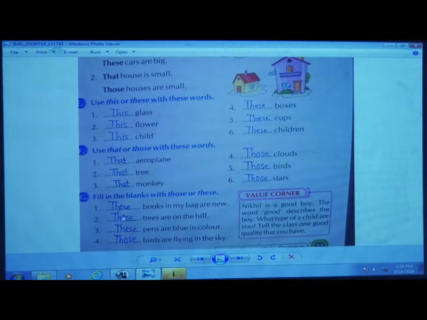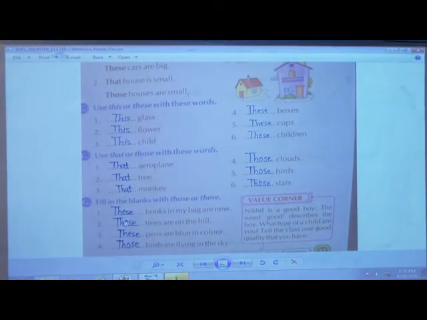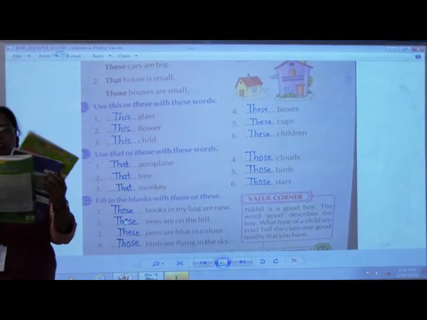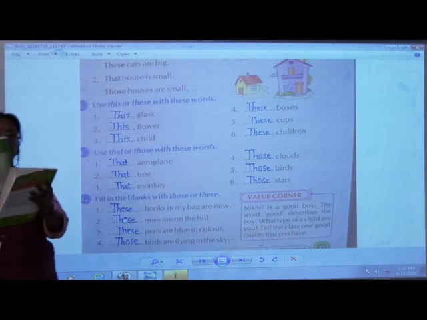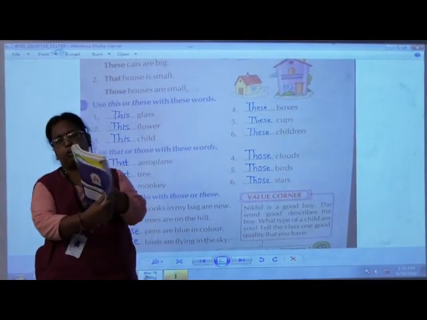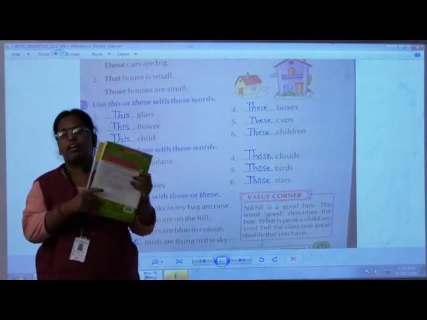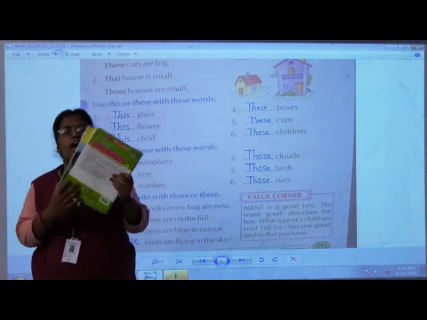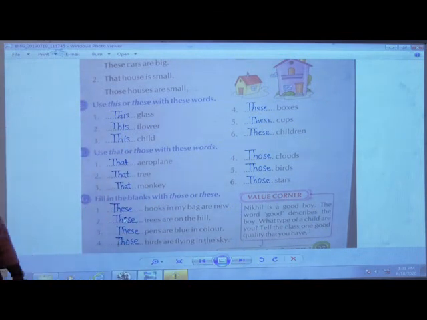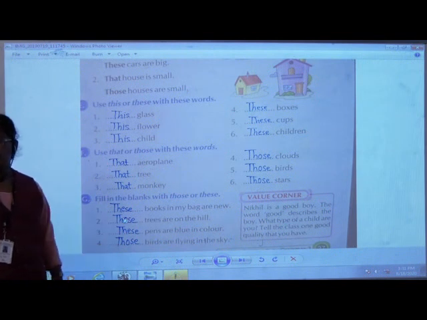Now see here, for example, I am also having books here. See here, these books. Explanation: there are how many books? More than one. There are 3 books. 1, 2, 3. These are 3 books and these are close to me. They are not very far from me. They are close to me, so I say these books. In this way we can say these books in my bag are new.